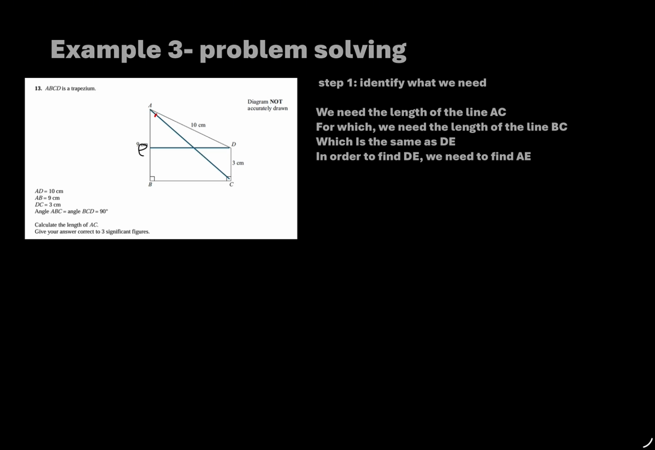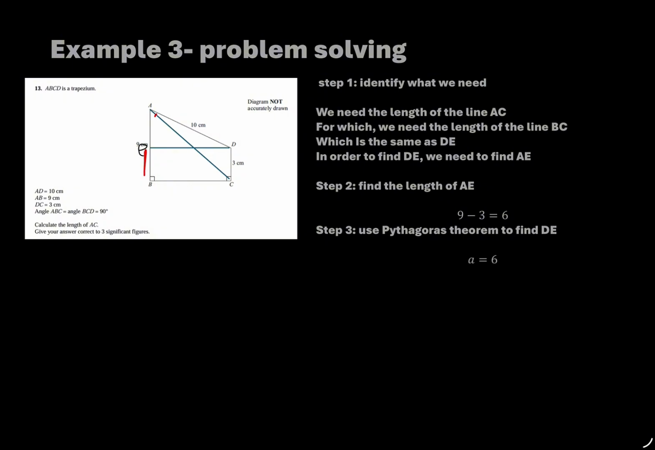that AE is going to equal AB take away DC over there, because this length must be equal to DC, okay? So if you take that away from AB, you'll get AE, okay? So 9 minus 3 is 6, cool. So now we can use Pythagoras' theorem in order to find DE.